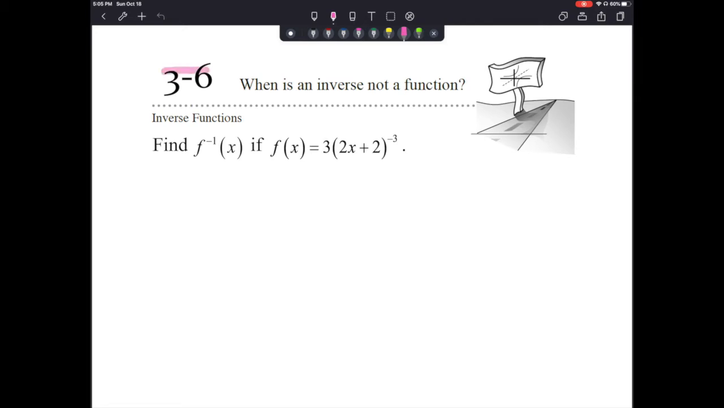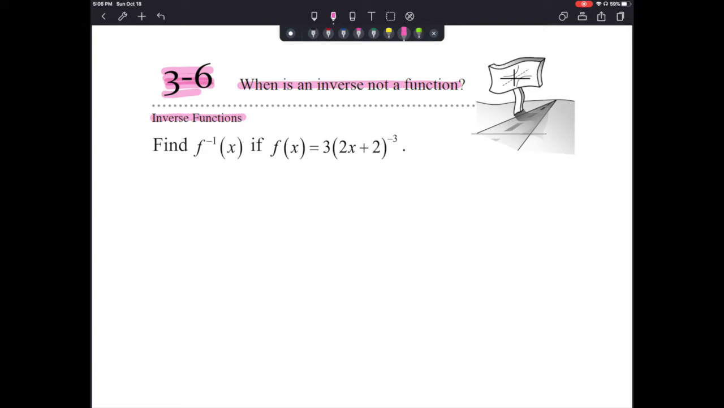Let's get started with lesson 3-6. The title is "When is an inverse not a function?" So a little blast from the past, inverse functions. I know we've already talked about them some this year. You learned about them in Algebra 2 last year.